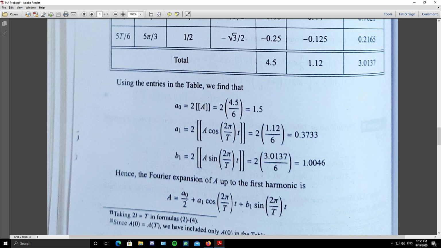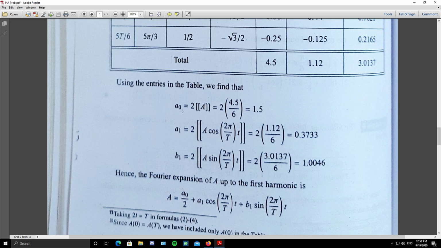In this, you just have to substitute the values of a0, a1 and b1. What is a0? 1.5. What is a1? 0.3733, and this is theta, 2 pi by T is theta. And what is b1? 1.0046 sin theta. Or you can write theta as 2 pi t by capital T.